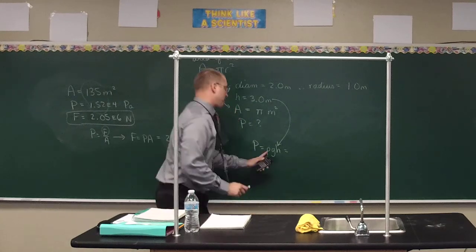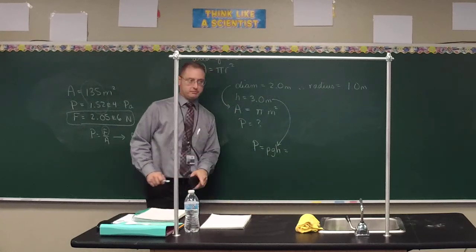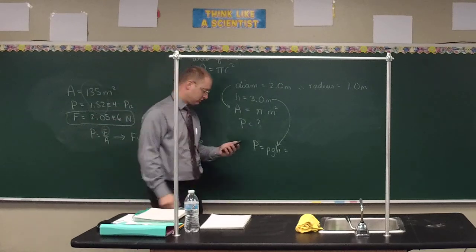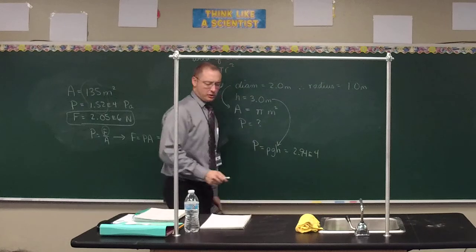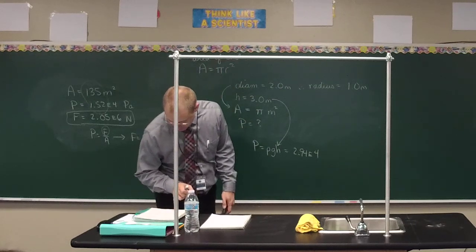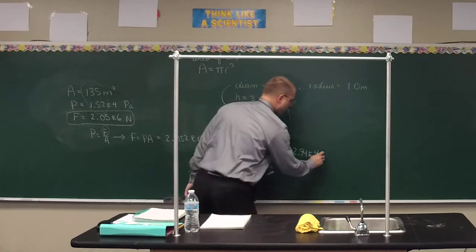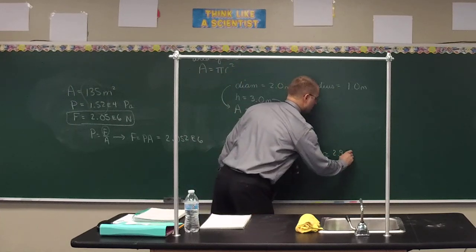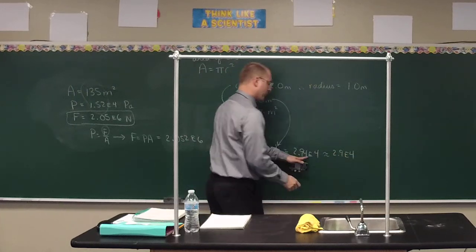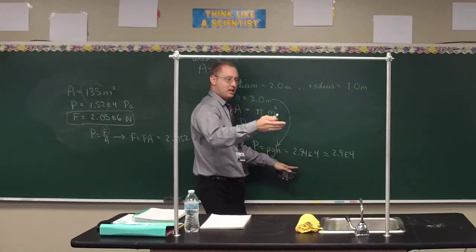So we should just be hitting 1,000 times 9.8 times 3. I got 2.94E4, which I think they're only giving us 2 sig figs in this one, aren't they? Yeah, so we're going to round that off to 2.9E4, because again, 4 doesn't bump. Oh, is that why you said 3? No, that's not why.